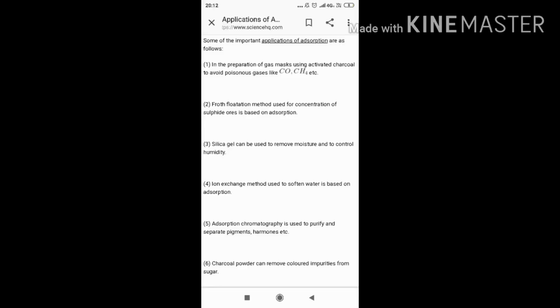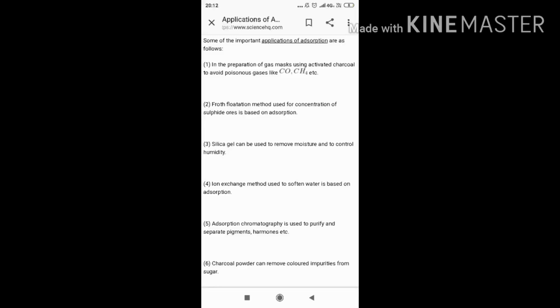Now last are the applications where the process of adsorption can be used. Its first application is in gas masks. All gas masks are devices containing a suitable adsorbent so that the poisonous gases present in the atmosphere are preferentially adsorbed and the air for breathing is purified.